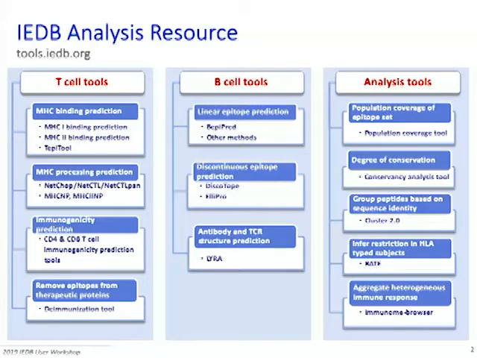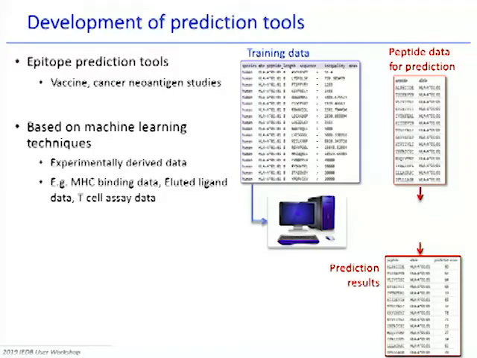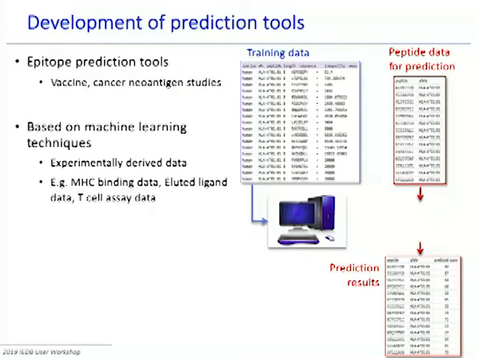Now, I discussed this very briefly before, but I just want to give you an idea. I'm going to focus more on the prediction tools now. These prediction tools are mostly used for different purposes, for example, vaccine development, cancer neoantigen studies, and all these purposes.